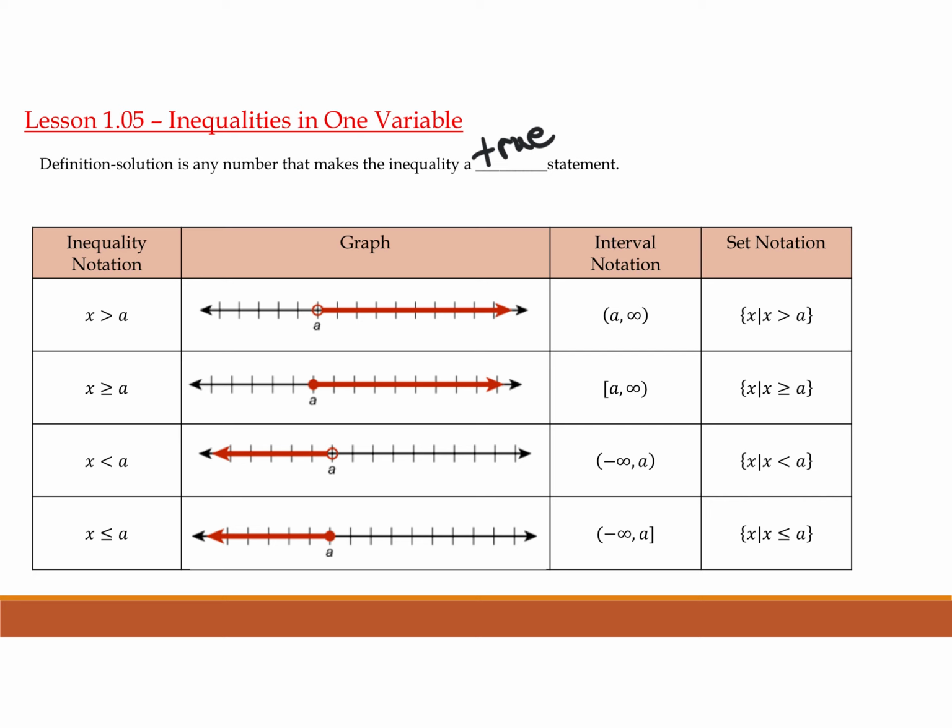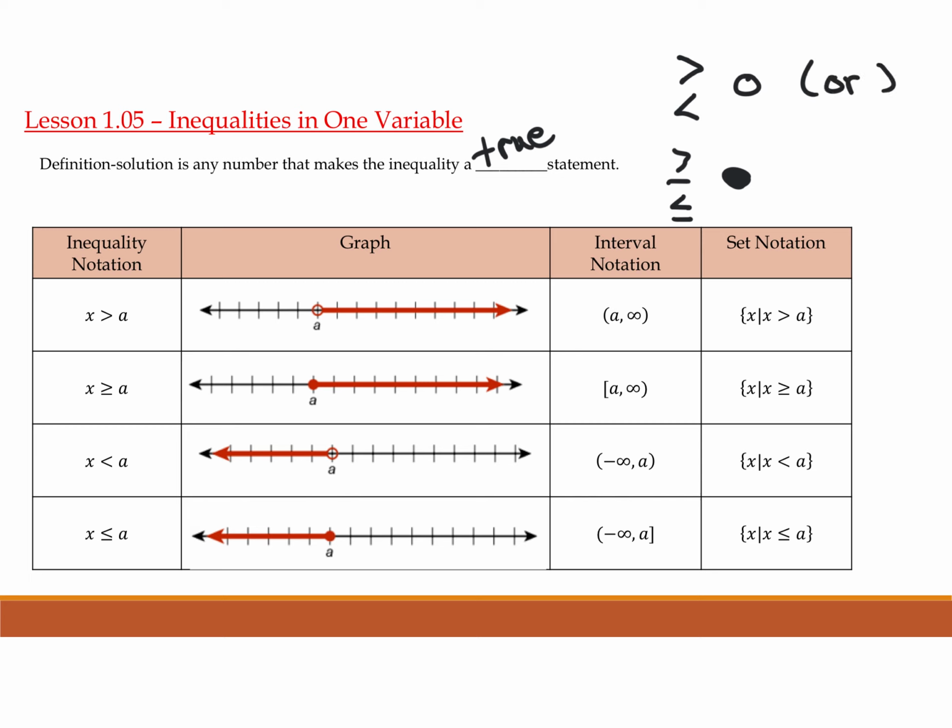So in order to graph an inequality, we need to remember that if the inequality is greater than or less than, this is going to be an open circle. If the inequality is greater than or equal to or less than or equal to, this is going to be a closed circle. In interval notation, it is very important that we understand that if a number has an open circle on it, that means the point is not included. And when we write the interval notation, we will be using parentheses.